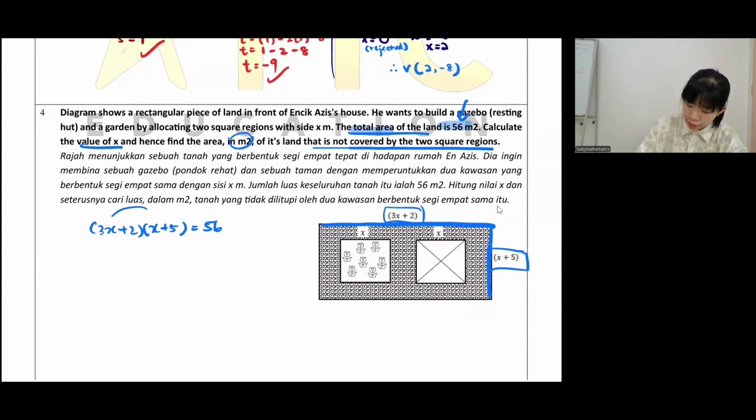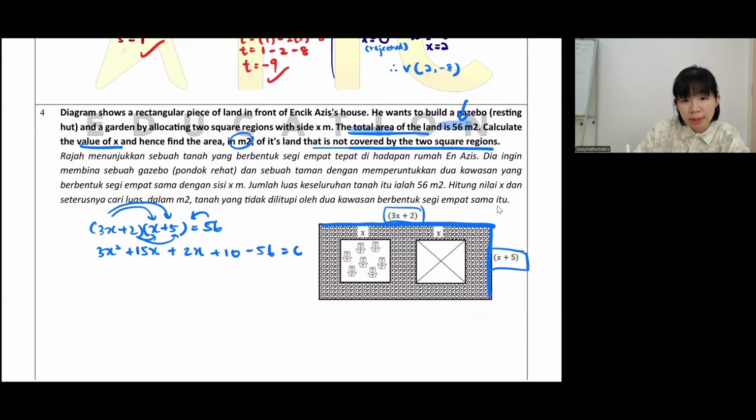So expand it. 3x times x, 3x squared. 3x times 5, 15x. Plus 2 times x, 2x. 2 times 5, 10. Okay, you can bring this 56 over, minus 56 equals 0. 3x squared. Okay, the x how much? 15x plus 2x, 17x. 10 minus 56, negative 46 equals 0.